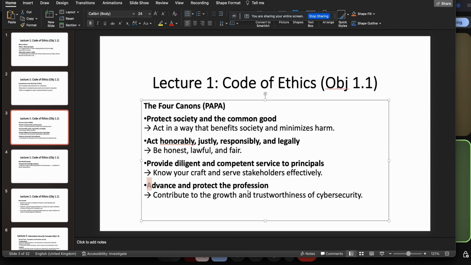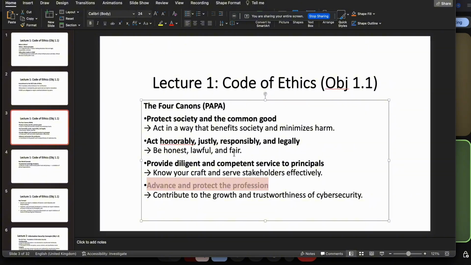Advance and protect the profession. This is the 4th principle. That means contribute to the growth and trustworthiness of cybersecurity. What I am doing, I am teaching you information security, CISSP. For which reason am I doing this? I am doing it under the code of ethics of advance and protect the profession. For the advancement and protection of the profession, I am sharing my knowledge. I'm conducting seminars, CISSP videos, CISSP study material, and building questions for CISSP. These are to advance and grow the profession.